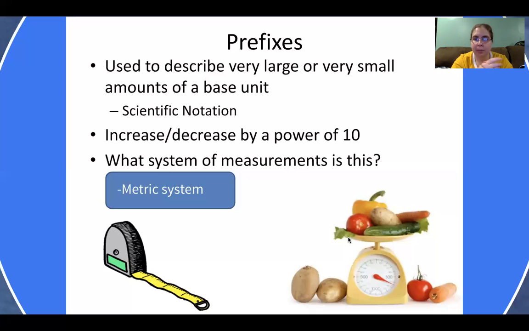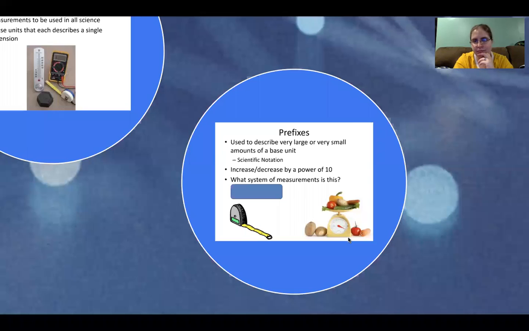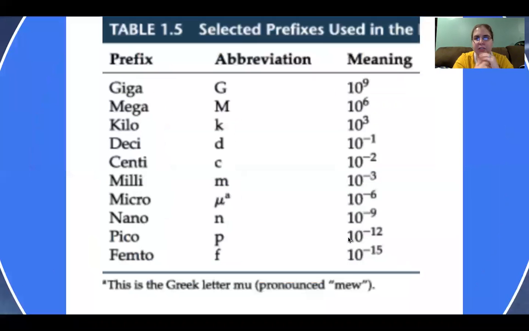Prefixes increase or decrease by a power of 10. That's the nice thing about the metric system. And as we already said, what system of measurement is it based on? It's based on the metric system. So these are just some examples of the prefixes commonly used in the metric system and specifically in physics.